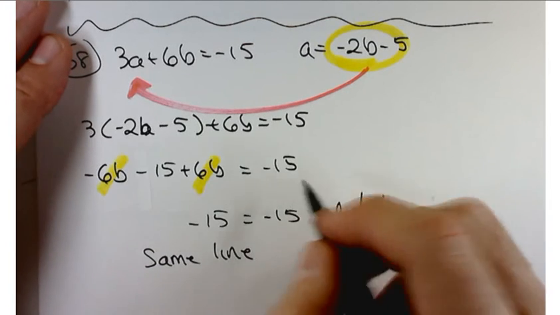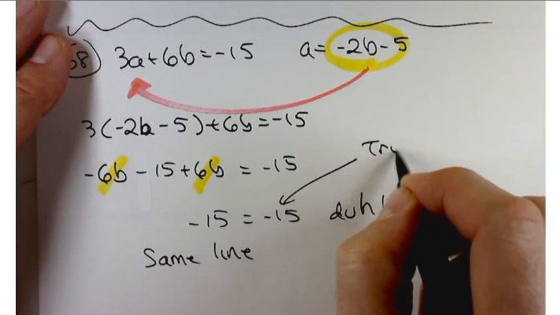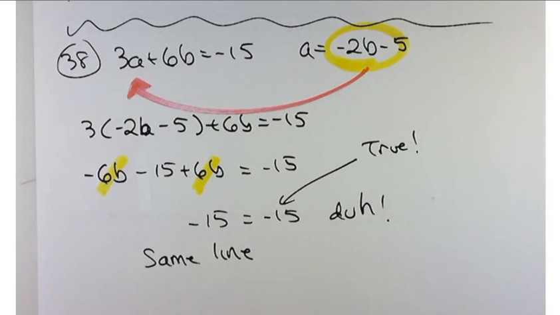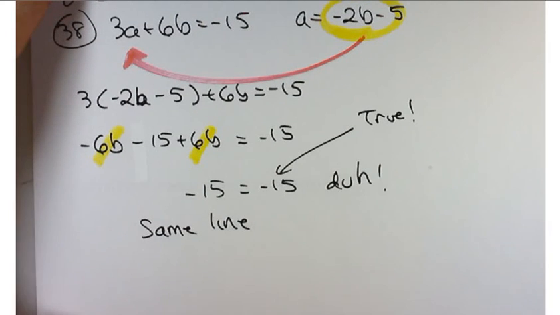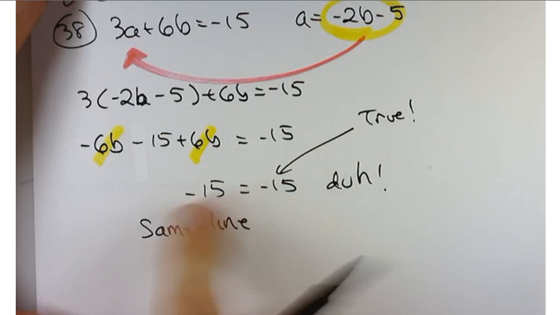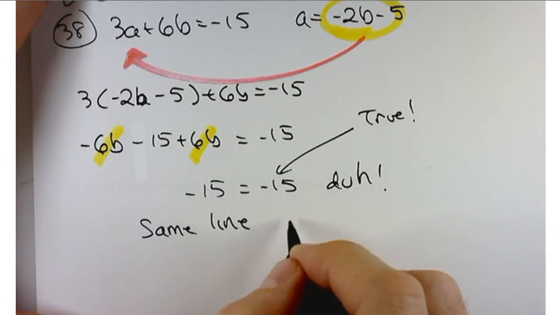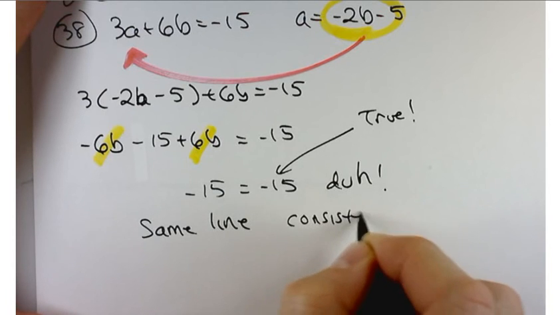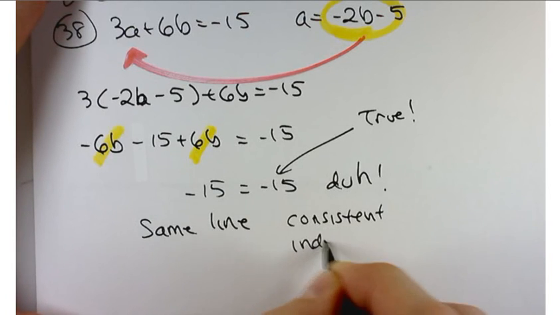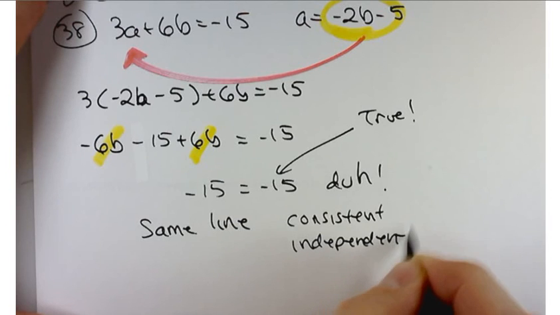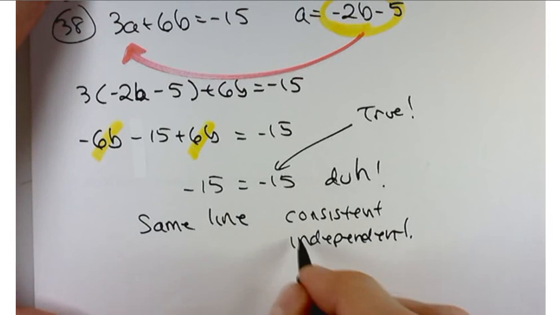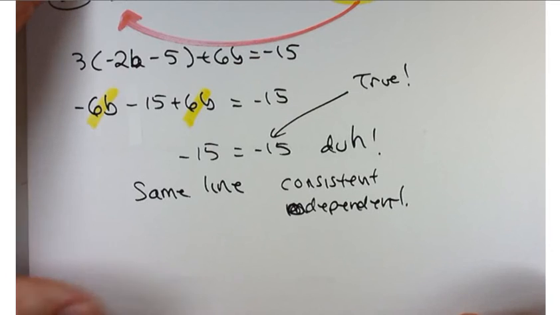What you should see about this is that it's true. If the variables drop out, one of two things has happened. Either the lines are the same or the lines are parallel. You're not going to get a consistent independent system from a system where the variables drop out. So it's the same line. It's consistent, dependent. Thank you.